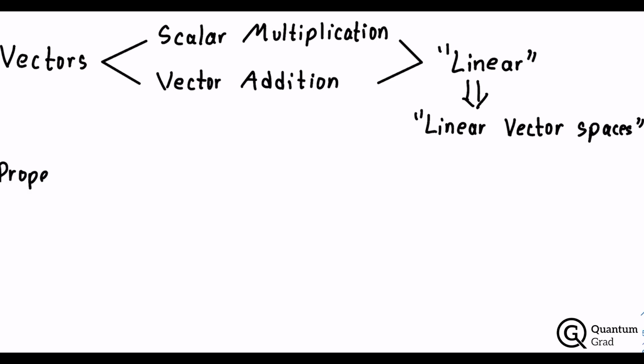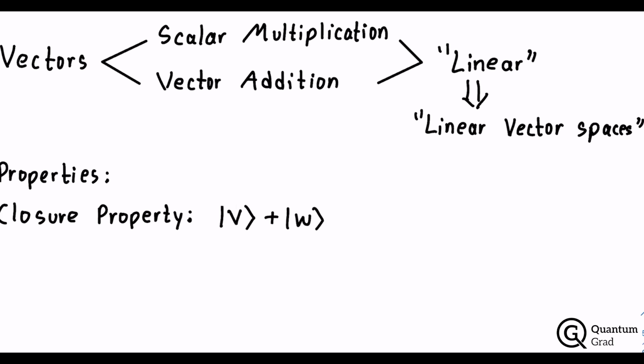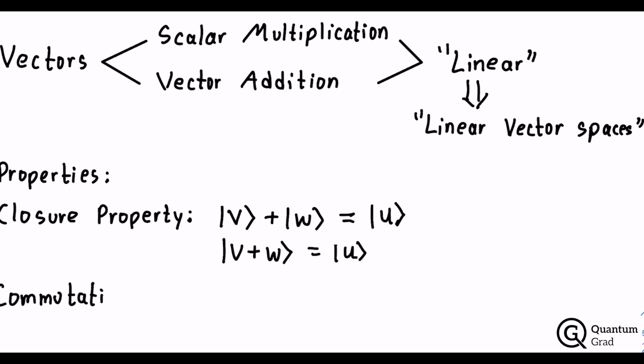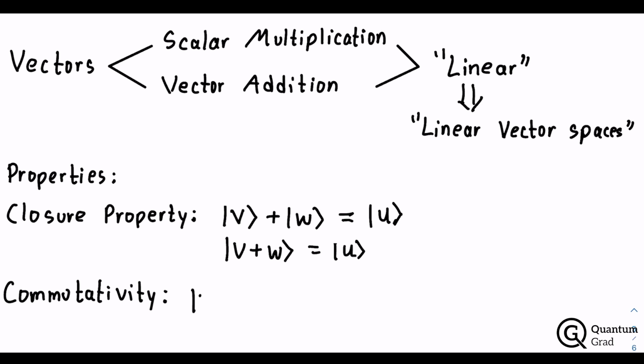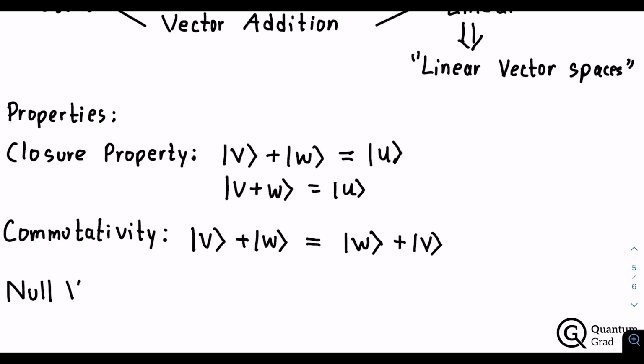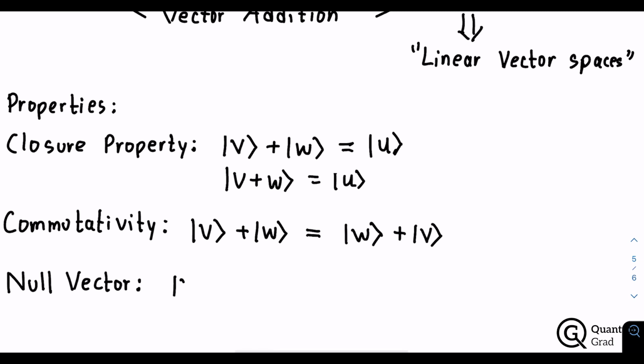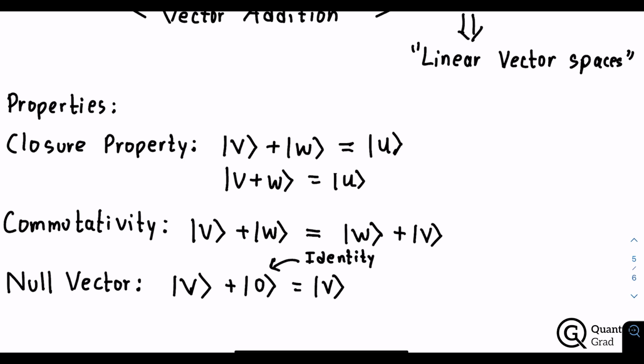Some properties of vector spaces include the closure property, where vector v plus vector w is vector u belonging to the same space. Another interesting property is commutativity. This is obvious: ket v plus ket w is the same as ket w plus ket v. The null vector we talked about earlier, well, if you add anything to the null vector, it remains the same thing, so it's an identity property.